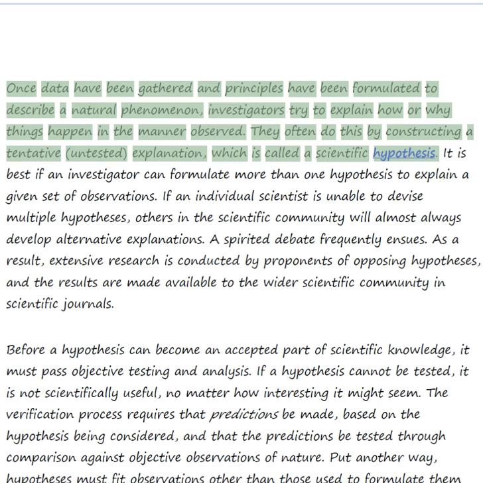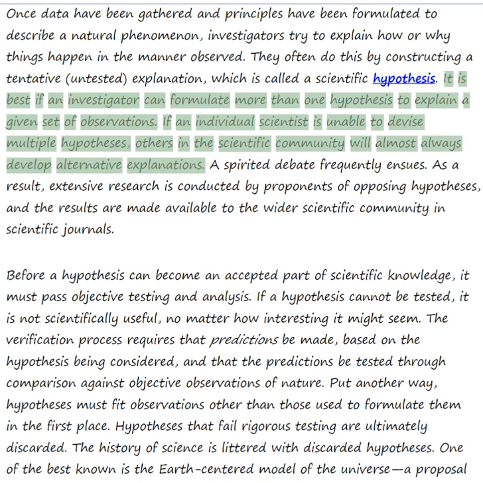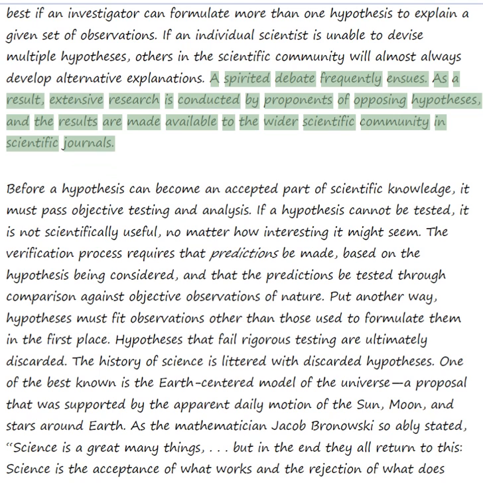Hypothesis. Once data have been gathered and principles have been formulated to describe a natural phenomenon, investigators try to explain how or why things happen in the manner observed. They often do this by constructing a tentative explanation, which is called a scientific hypothesis. It is best if an investigator can formulate more than one hypothesis to explain a given set of observations. If an individual scientist is unable to devise multiple hypotheses, others in the scientific community will almost always develop alternative explanations. A spirited debate frequently ensues.